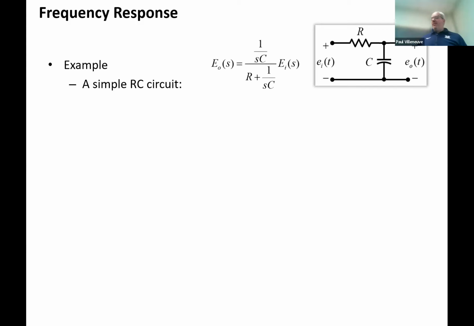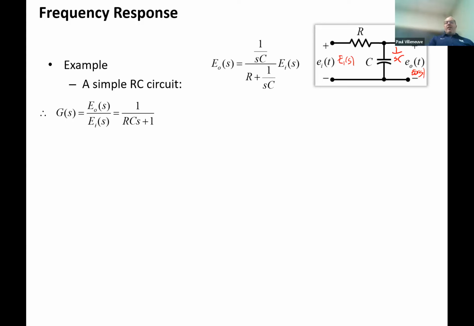Let's use Laplace, and remember that in Laplace, the resistor stays a resistor. The capacitor becomes 1 over SC. This is E in of S. This is E out of S. So we can use a voltage divider to build the system. My output voltage is the applied voltage, my input, multiplied by the impedance of interest, divided by the sum of the impedances. That's a little bit of a mess, so let's simplify it down.